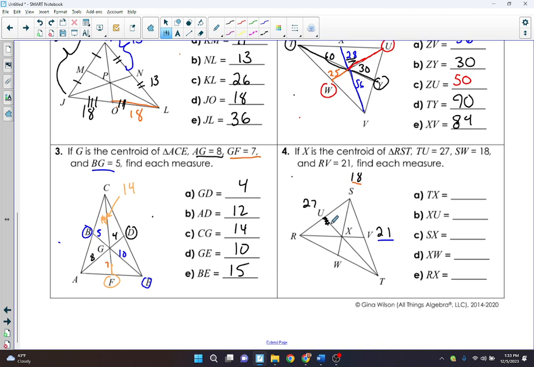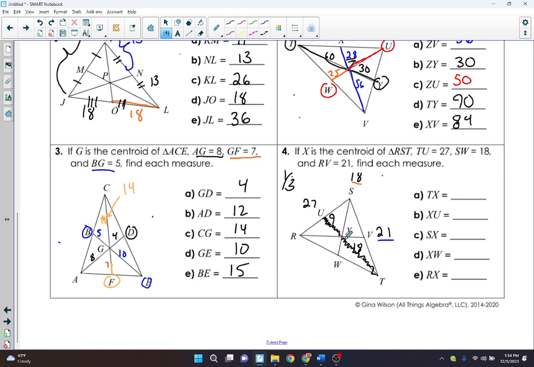The short side, when compared to the whole line, is 1/3 of the whole line. So what I could do is just do 27 divided by 3. That UX must be 9, because it's 1/3 of 27. If I figure this is 1/3, this should be twice the small piece. So 9 times 2 is 18. And that makes sense. 9 plus 18 gives me 27.